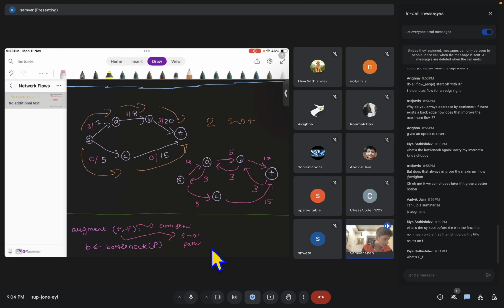While in the residual graph, it does not remove S to T paths, right? You can't remove an S to T path. You can just visit it once.